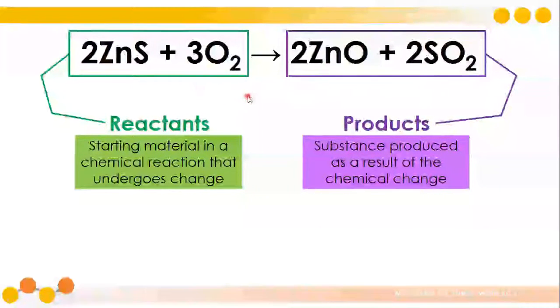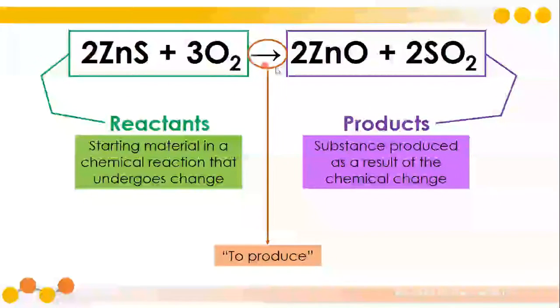Now, how do we figure out which is the left side and which is the right side? What is the indicator? The indicator there would be this arrow sign. Okay, this indicates to produce. So upon mixing these reactants, upon combining them with each other, they are bound to produce these products.